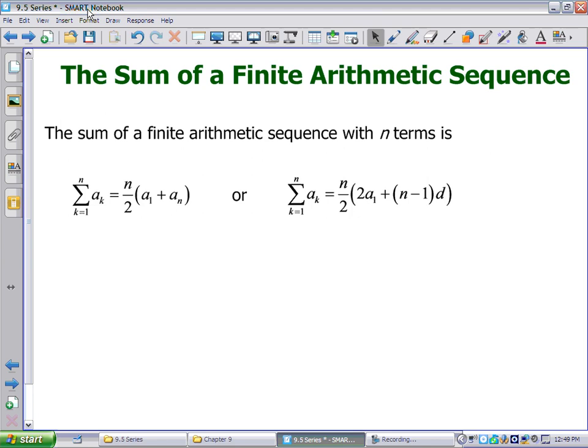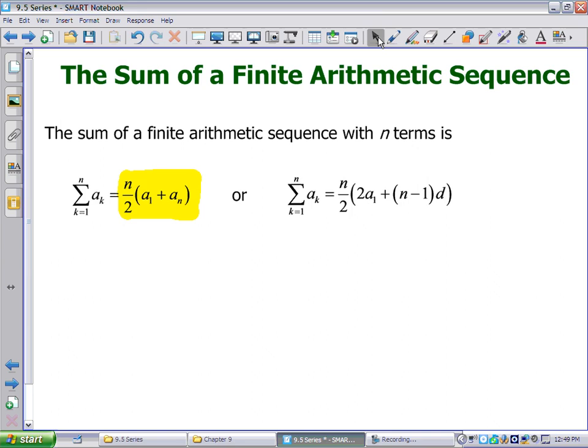You can always use this pattern where it says whatever your a sub k is, as long as you know your n, so the number of terms that you're plugging in, and you have your first term, you can then find the sum. So the formula that we're going to use probably most often is right here, and that's n over 2, so n divided by 2, times the quantity of your first term plus your last term.